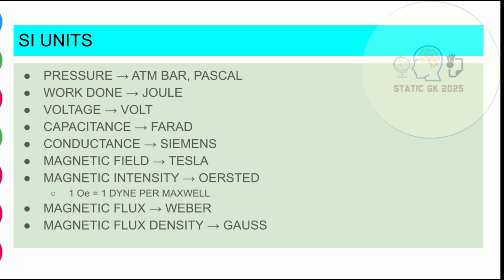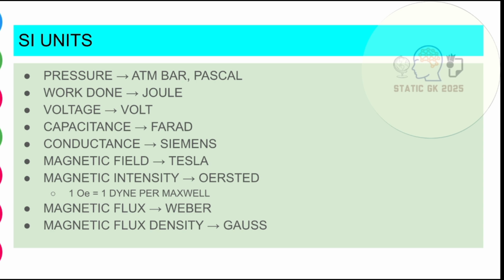This Oersted is represented as Oe, and one Oersted is actually equal to 1 dyne per Maxwell. Don't go into more depth on this topic. See, 1 dyne per Maxwell is given in the CGS system. Like we have SI units, kg, meter, seconds, we use that. Actually, this is the representation in the CGS system, another system. So in that, magnetic intensity is represented as 1 Oersted, right? So just remember it. And magnetic flux, when we come to the magnetic flux, we represent it in SI unit Weber, and for the magnetic flux density we use the term Gauss, right?